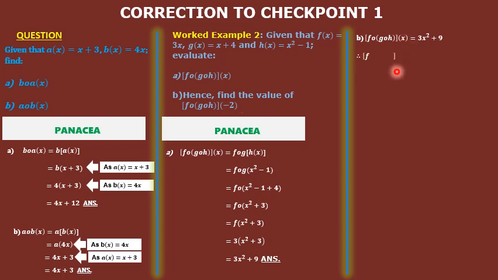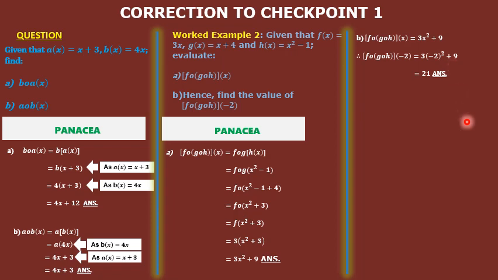So therefore, f of g of h of minus 2. So here now, anywhere we see x, we just try to put what? Minus 2. You can see this is x. It becomes what? Minus 2 for this question. So we substitute. That's 3 into bracket. x now is what? Minus 2. But don't forget, it has a square. So we have minus 2 squared plus 9. So from here now, we just simplify this. Minus 2 squared is 4. 4 times 3 is 12. And 12 plus 9 will give us 21. And that's the final answer to that question.